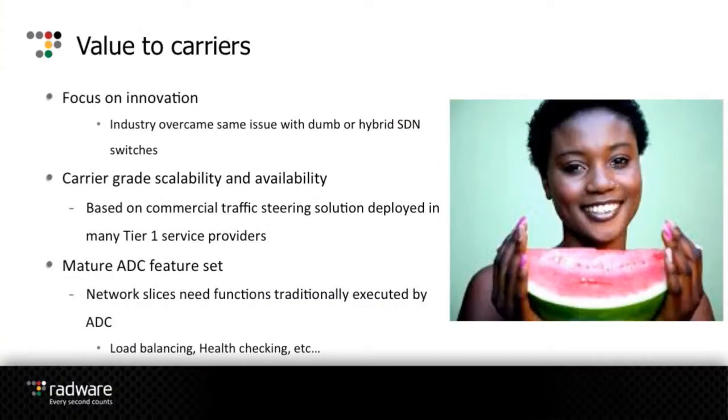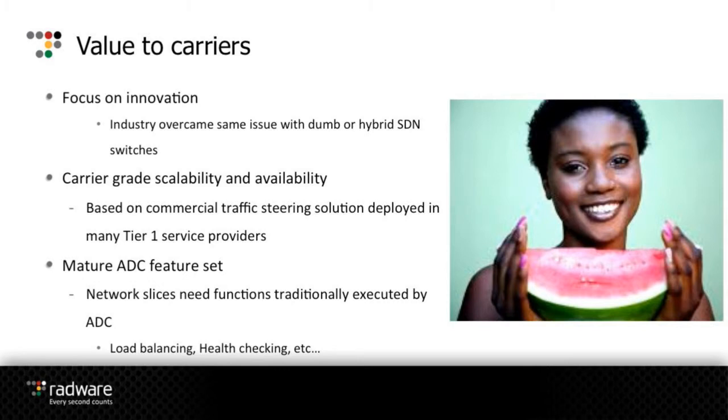So the value to carriers: there are really three major value statements that enable carriers to do this. One is it enables carriers to focus on innovation, right? We had this same issue several years ago associated with SDN, where we had dumb pipes versus hybrid pipes, and we were going to create dumb SDN switches and then recreate all the functionality in the SDN control plane. This kind of gives you the best of both worlds, where you can use an OpenDaylight framework, but you still get all of the control rules from the solutions that are mature and already exist.